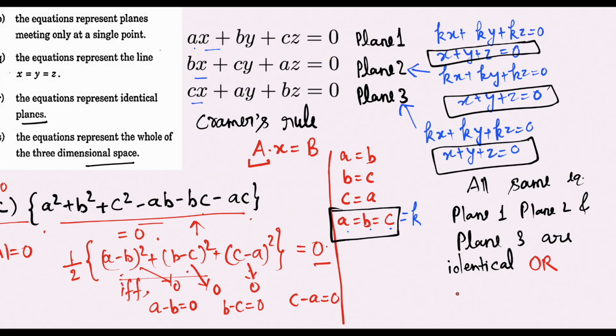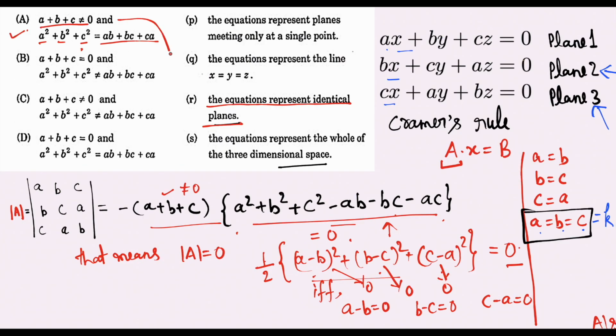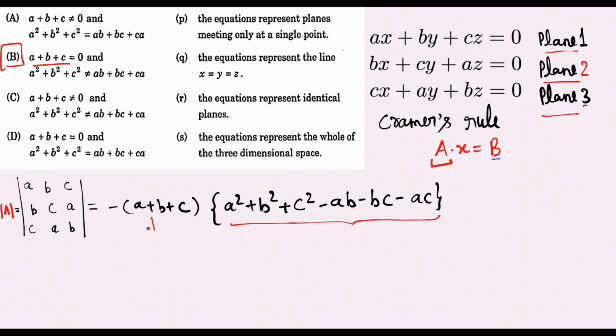All the planes have the same equation. Planes 1, 2 and 3 are identical, and we can also say that all the planes are coincident, and in that way there are infinitely many solutions of x, y and z which satisfy this linear equation system. You can also go back to the slide where I have provided the conditions and how many solutions there will be, and in our option A we are going to match it with option R: the equations represent identical planes.